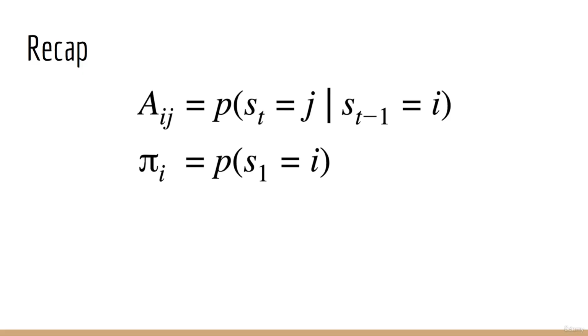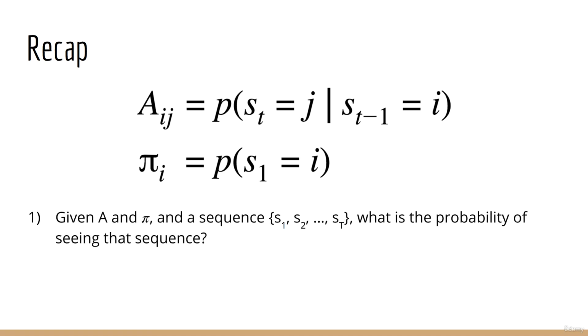Okay, so let's recap what we've learned so far. We've learned that a Markov model is described by two distributions, the state transition matrix A and the initial state distribution pi. Given these two objects, we can ask some interesting questions. Here are two questions we're going to try to answer in this lecture. The first question is, given A and pi and the sequence s of 1 up to s of T, what is the probability of this sequence?